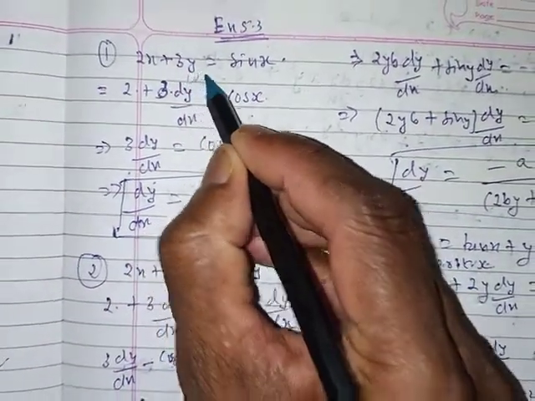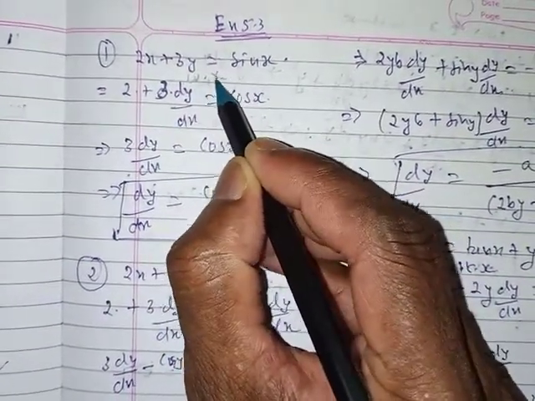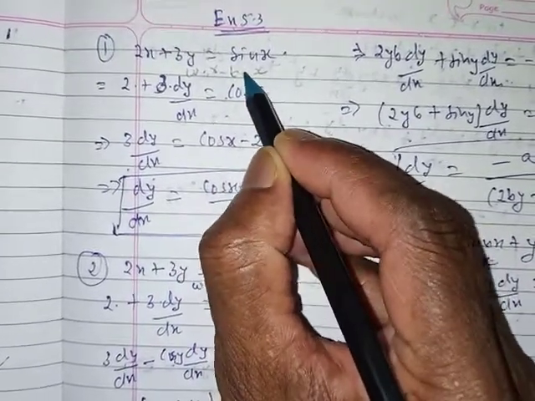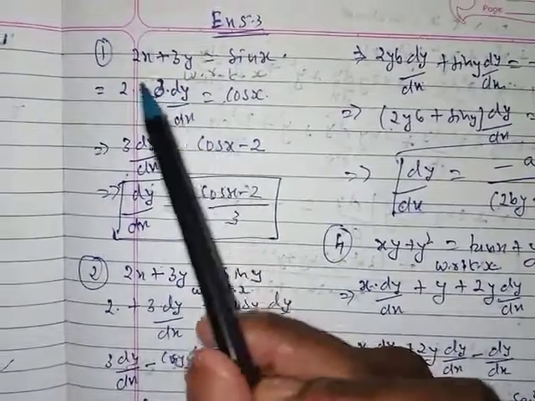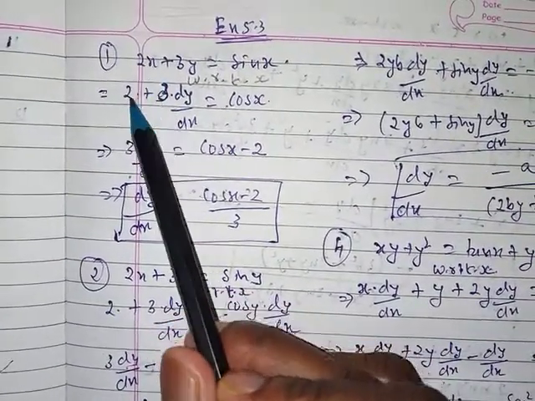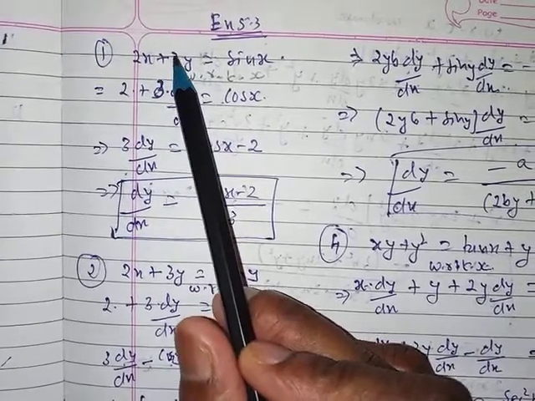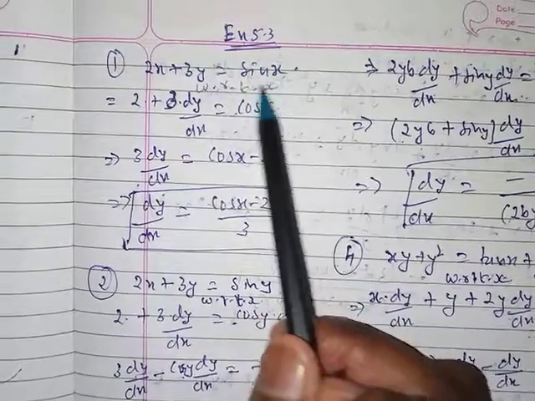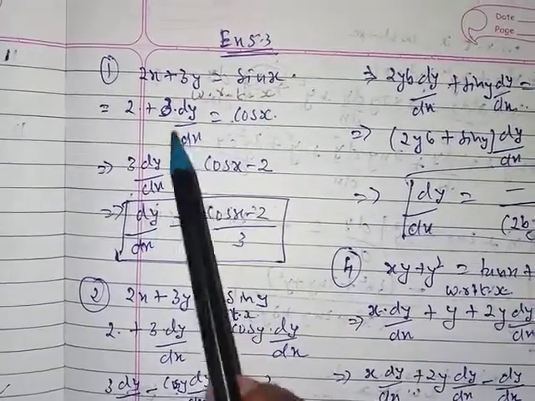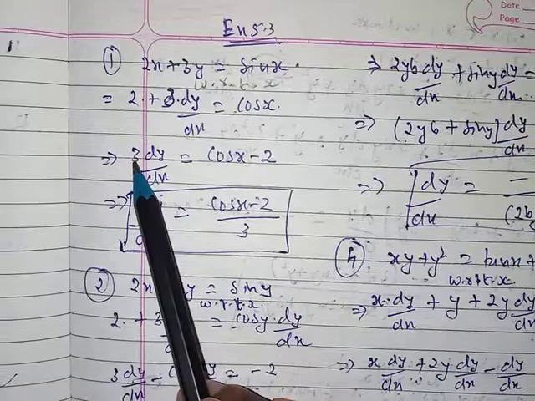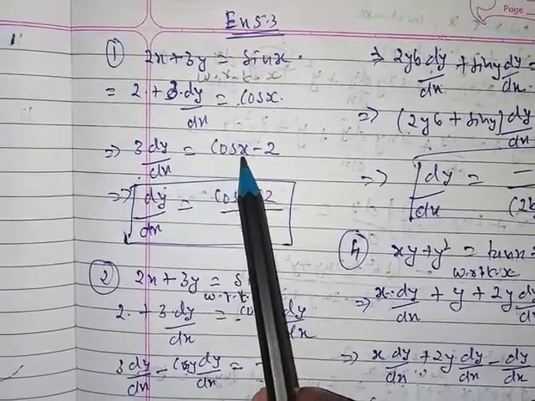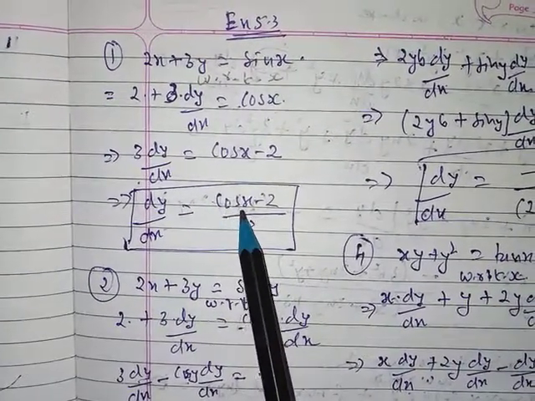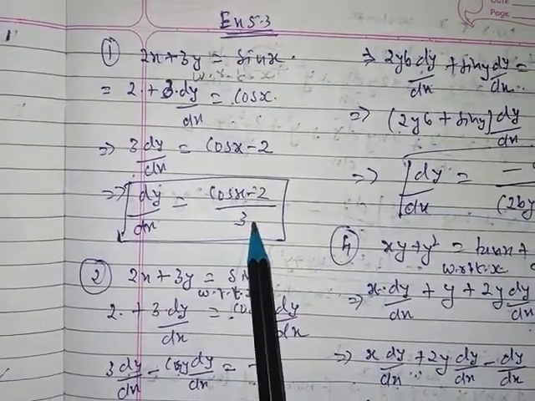Derivative with respect to x. Okay, so derivative of x is what? 1. So 2 plus, derivative of 3 is constant, derivative of y is dy by dx, and derivative of sin x is cos x. Is it? Take 2 on that side. So you will get 3 dy by dx is equal to cos x minus 2. So dy by dx will be equal to (cos x minus 2) divided by 3.